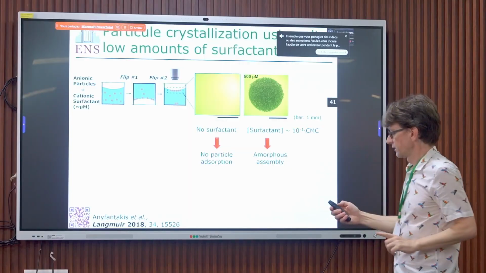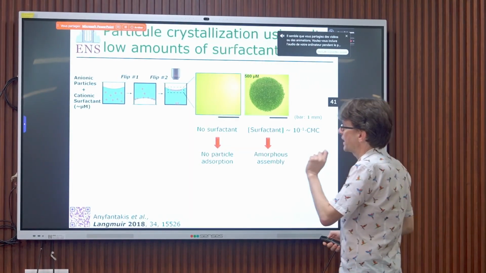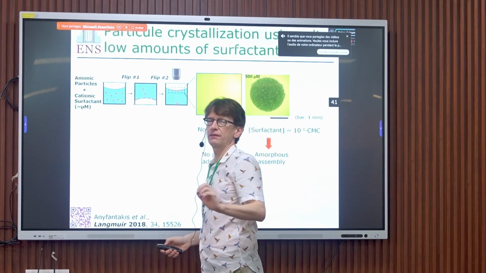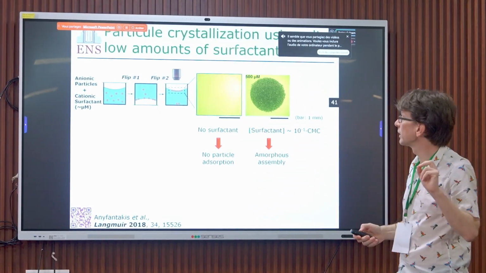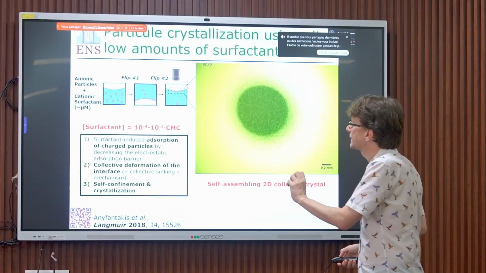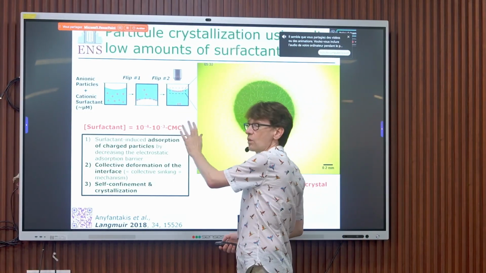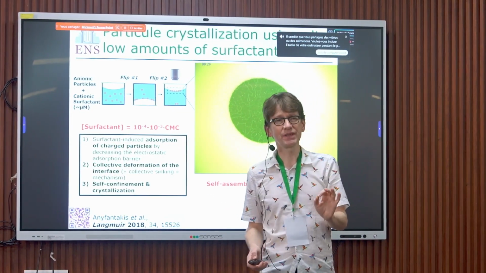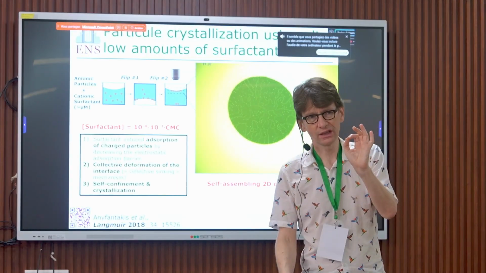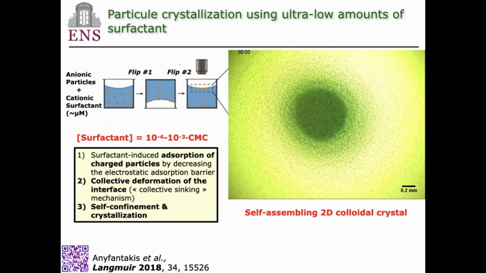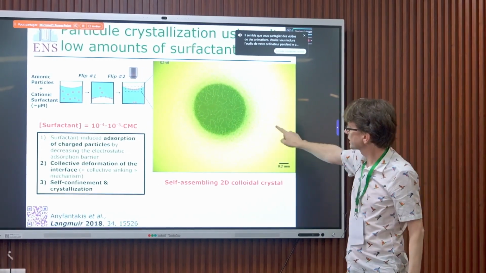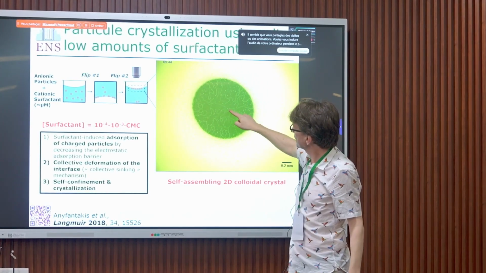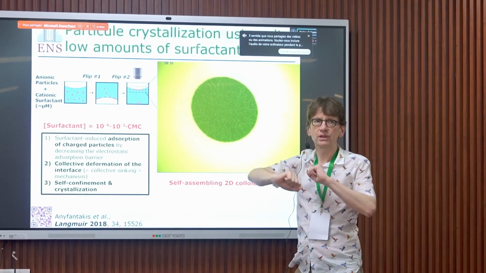But now, if you add a very, very small amount of surfactant, micromolar concentration, so now I'm talking about 10,000 times or 1,000 times smaller than the CMC, a very tiny amount of cationic surfactant, this is what you get. Particles that self-assemble and crystallize under your eyes. These are monocrystalline domains, and these are the grain boundaries.